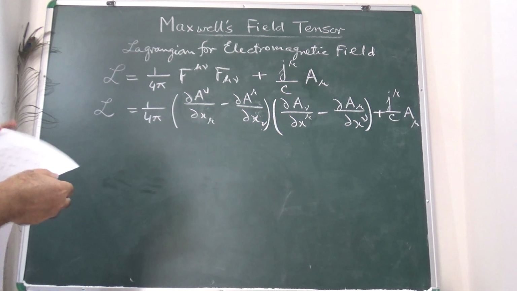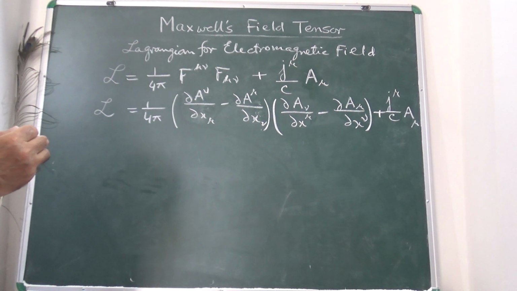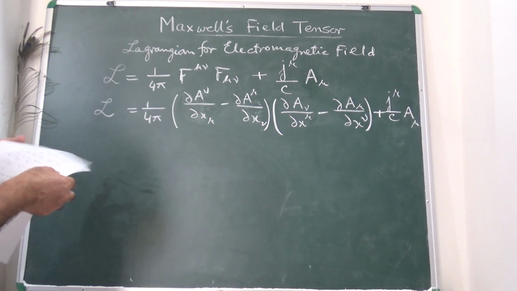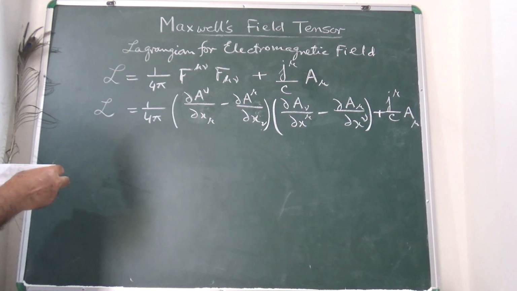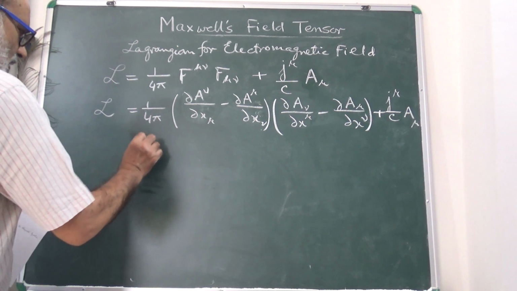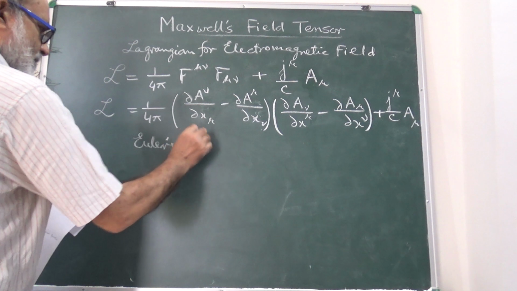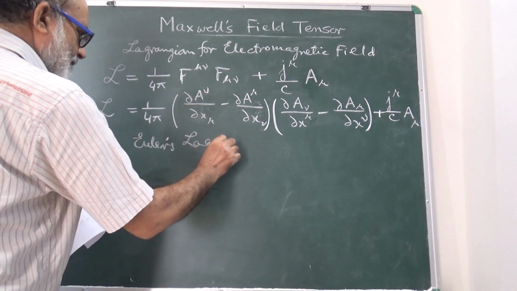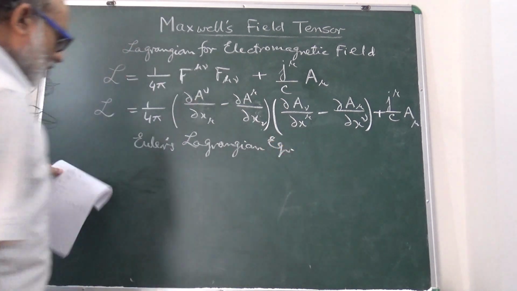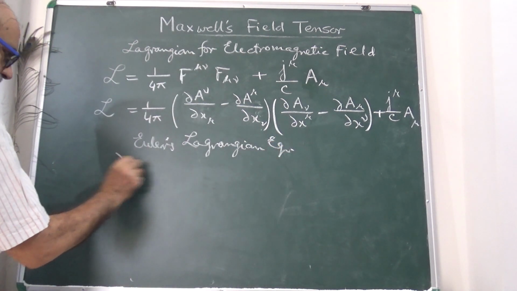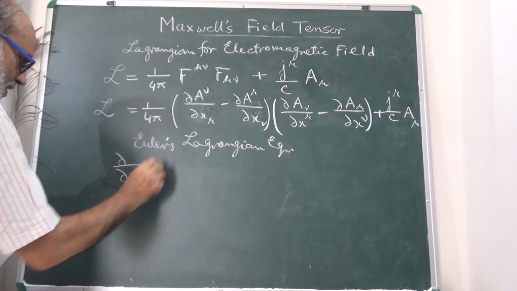Now we have the Euler-Lagrange equation. If you substitute this into the Euler-Lagrange equation, you will get Maxwell's equations. It's not required here, but still I will do it for continuity. So the Euler-Lagrange equation, we know that we have del by del x nu.